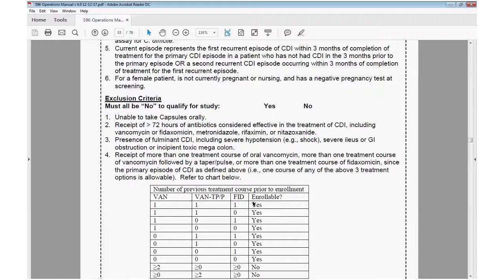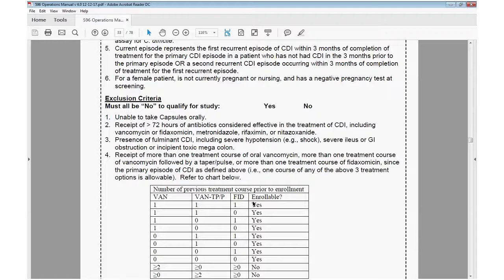And we need to get patients. Expecting 6 patients per year, or 9 depending on your site, even losing 1 can be very hurtful. Presence of fulminant CDI, including severe hypotension, severe ileus, or a GI obstruction or incipient toxic megacolon.